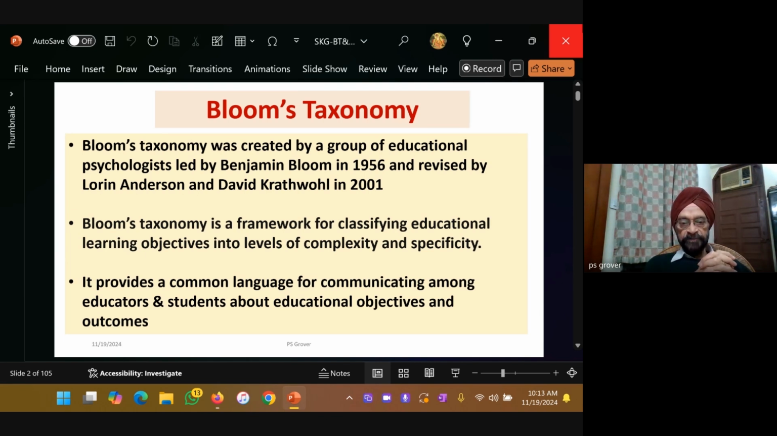Now, it is a framework for classifying educational learning objectives into levels of complexity and specificity. That is, how one learns at various stages, in a simple way or in a difficult or complex way. So it provides a common language for communicating among educators and students about the learning outcomes or the educational objectives of any program.